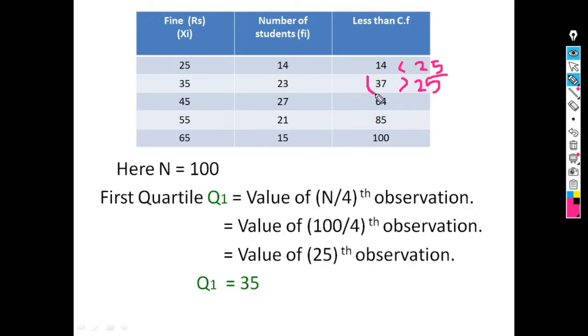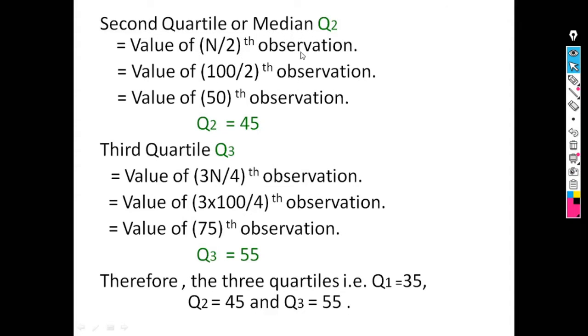So 37 is the first value which is just greater than 25, and the value of that observation, meaning the value of this frequency, is 35. So Q1 is equal to 35. Now Q2, that is the second quartile, also known as the median. The formula for Q2 is the value of the n by 2th observation. Since our n is 100, it is the value of the 100 by 2th observation.